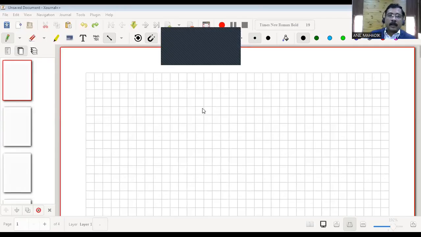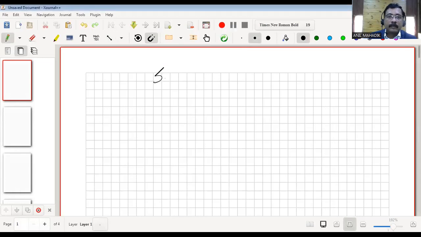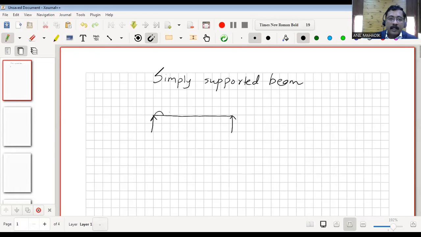Now I will take one simple example. All of you know that in buildings, we have different kinds of beams. One is the simply supported beam. Simply supported beams, we generally draw in the analysis like this. There are two supports which are hinge supports. As they are hinged, we call it simply supported. This is a hinge support.